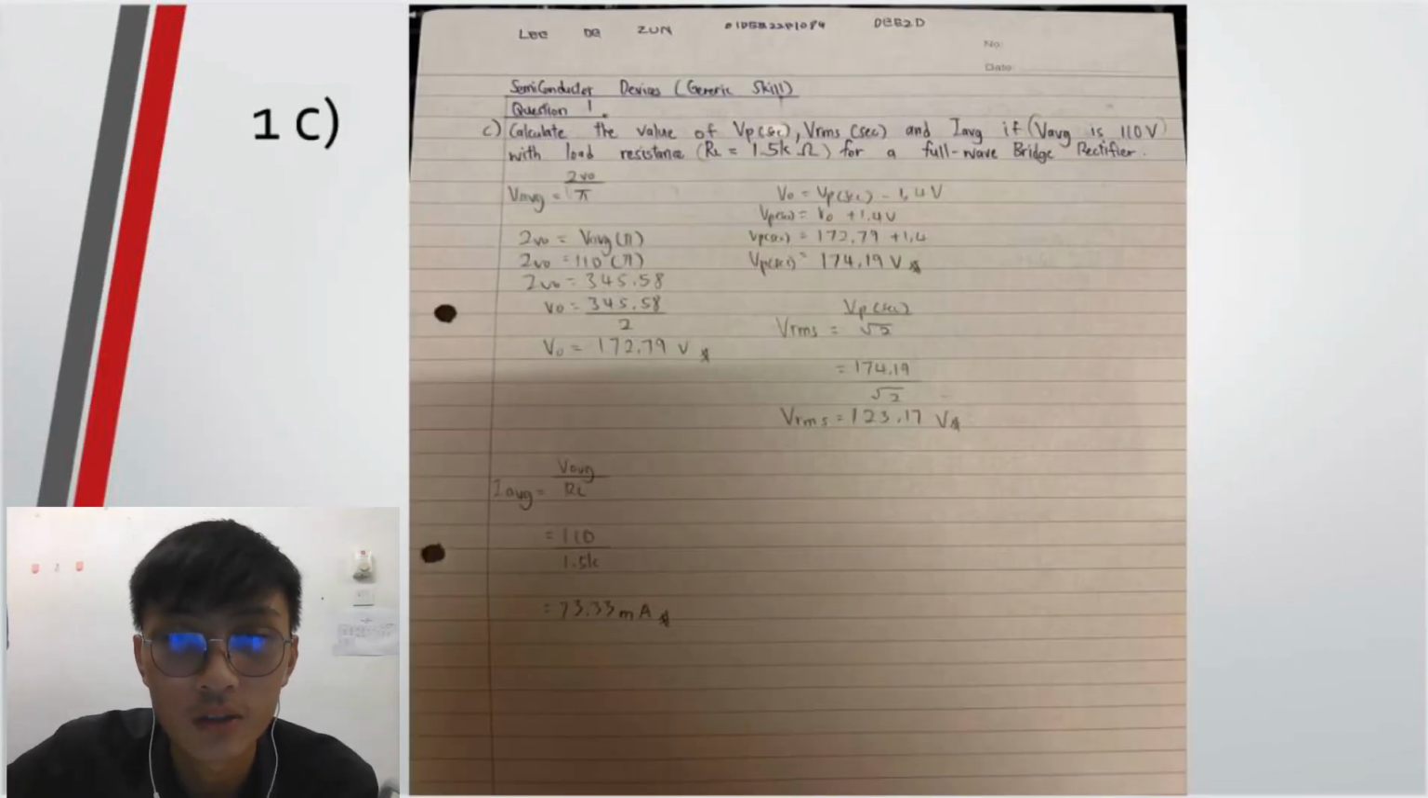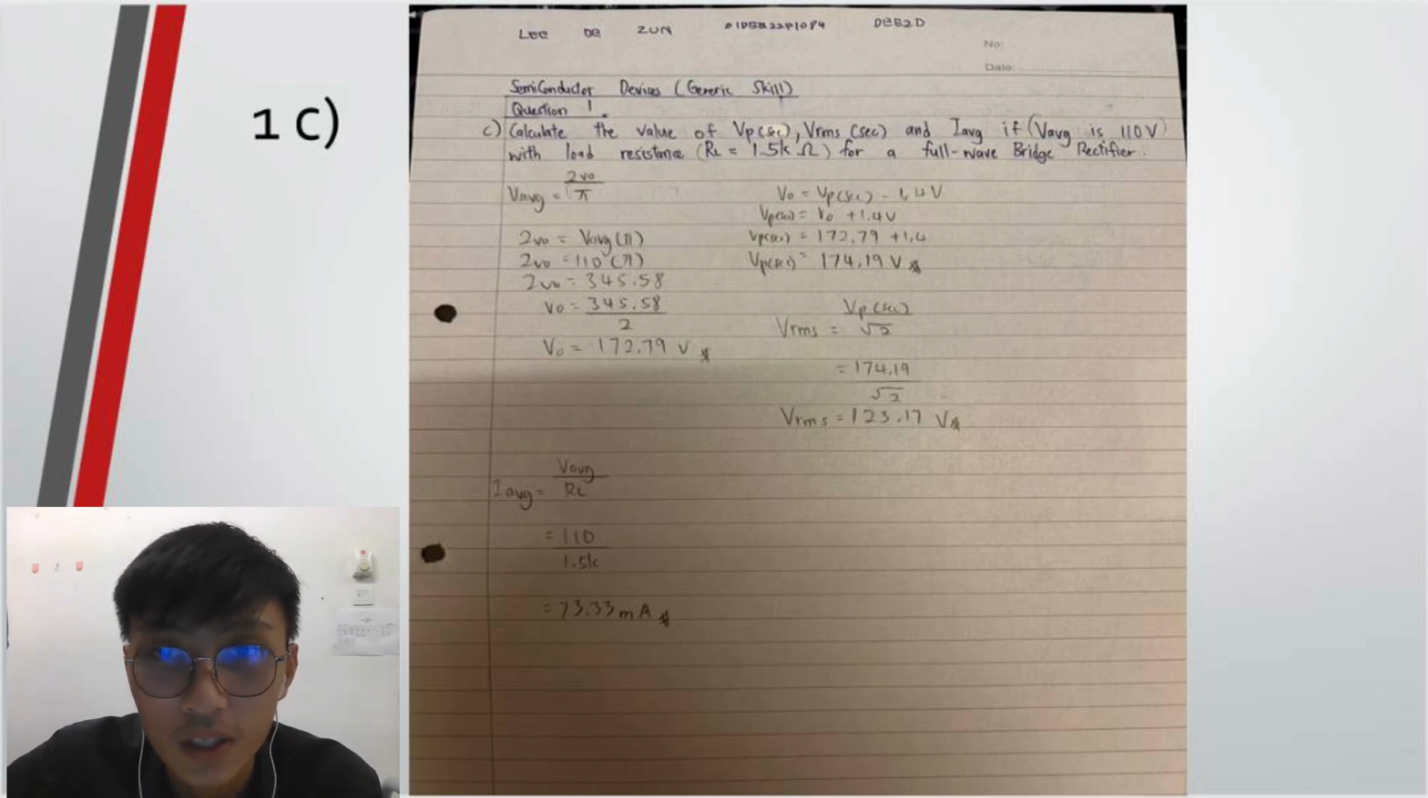Now I want to present question 1C. The question is calculate the value of VP secondary, VRMS secondary, and I average if V average is 110 volt, with load resistance RL equal to 1.5 kilo ohms for a full wave bridge rectifier. So we want to find V out.